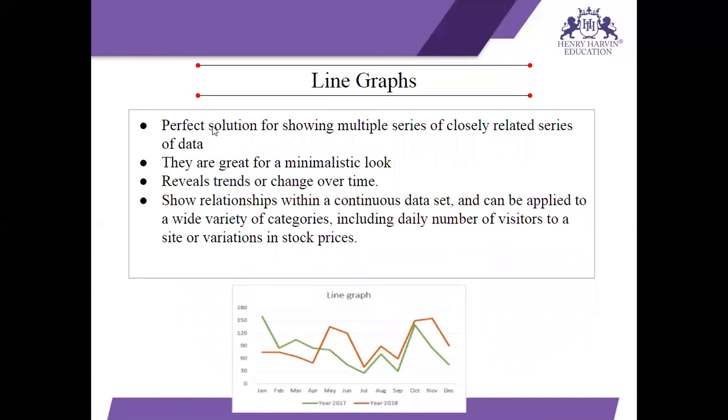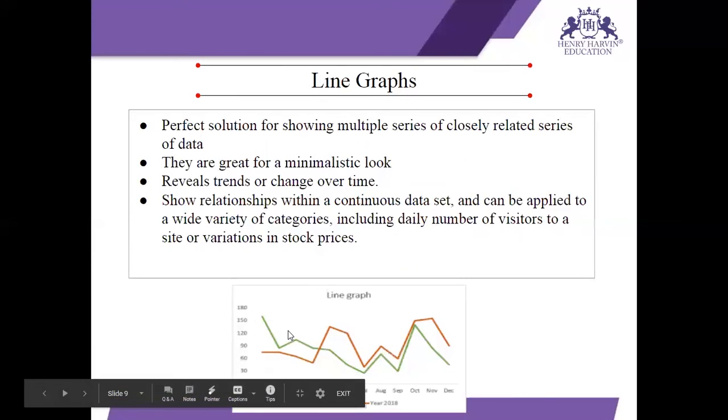The next is the line graph. It is the perfect solution for showing multiple series of closely related data. They are great for a minimalistic look. It reveals the trend or change over time. So line graphs help us to show how a data set changes over time. For example, the variation in stock price, or you can include the number of visitors over a site. So it shows a continuous data set and helps to build a relationship with that.